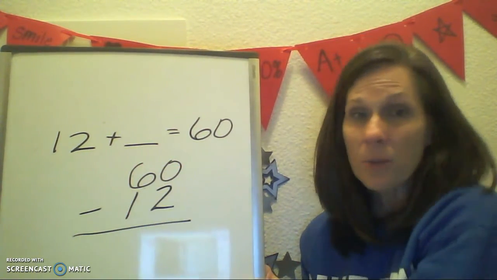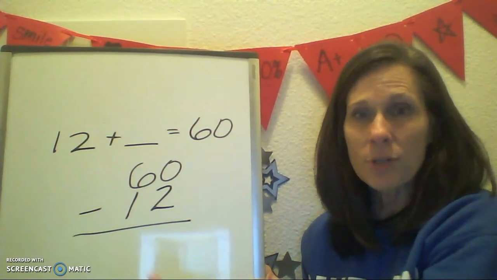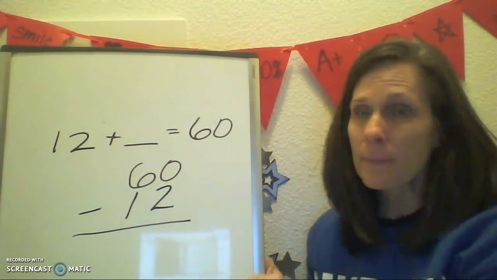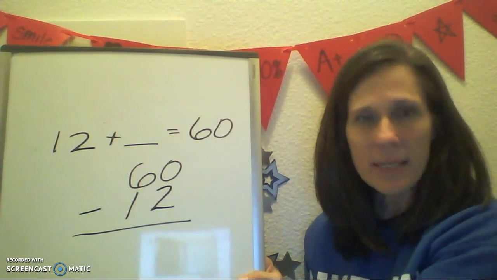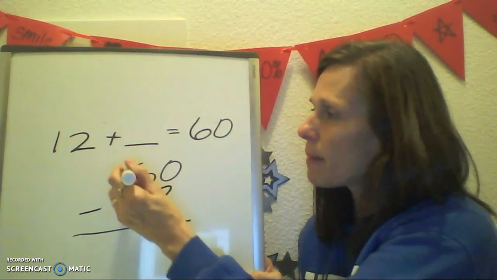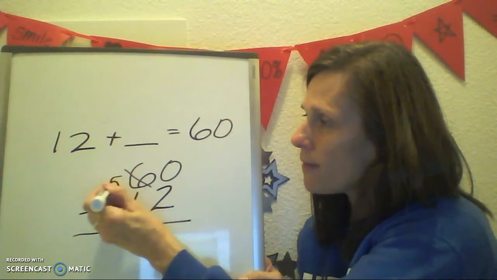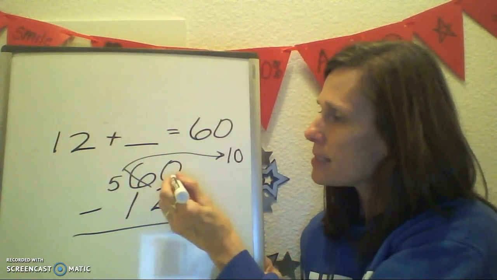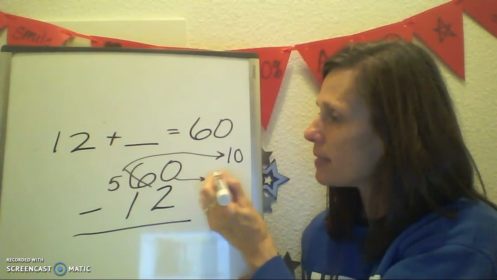0 take away 2. I can't do it. If I have 0 apples, I can't give you 2 apples, right? So my 0 asks my 6 for a set of 10. Remember, the 6 turns into a 5. The 6 says, here's your set of 10. Right? The 0 is the one that asked for the set of 10.